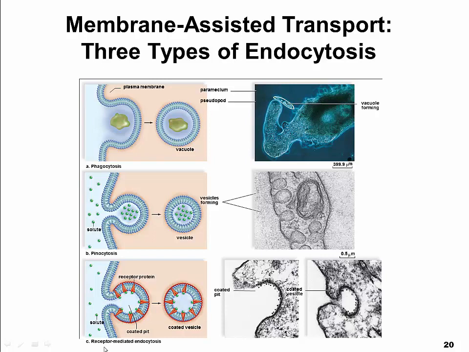Lastly, we have receptor-mediated endocytosis. And so we have these receptors found here. Here's the ligand, labeled as solute there. It binds to the receptors and triggers the formation of this vesicle. And as the vesicle forms, it takes the little molecules that the cell was interested in the first place.